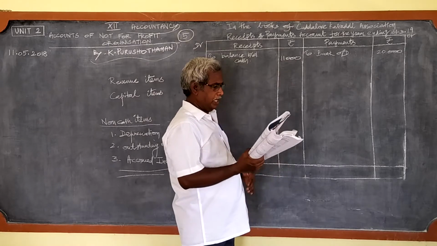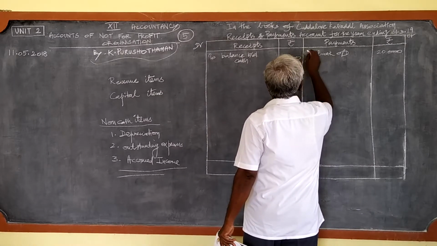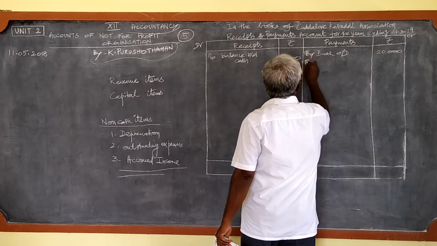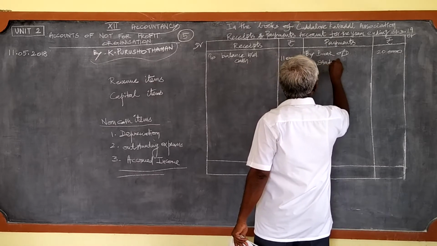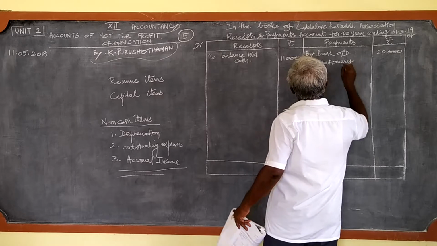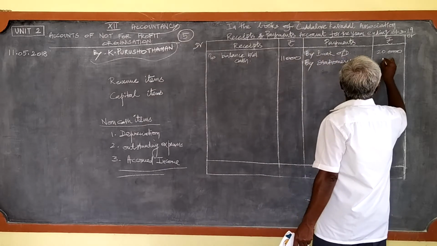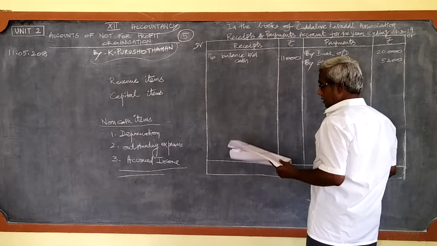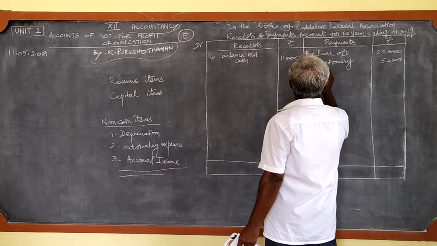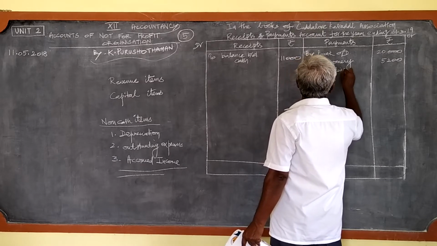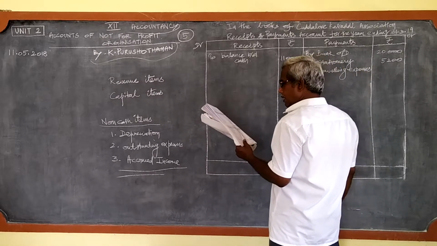Okay, right. The next one, stationery purchased. Once you purchase something, it must be payments, by stationery 5,200. Then, travelling expenses. This is also an expense, therefore, payment. Travelling expenses, 1,800.